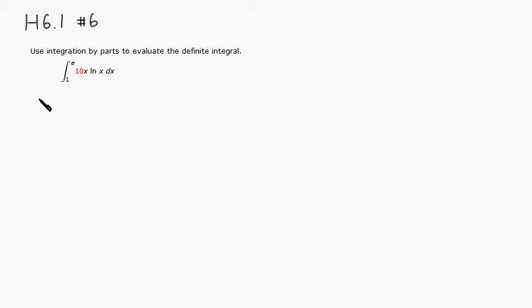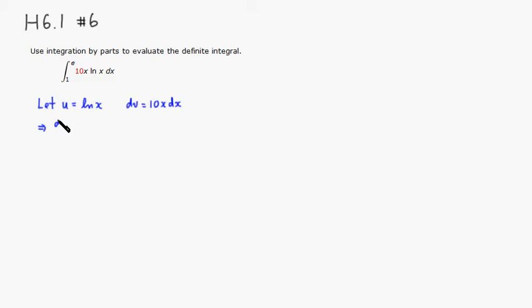So we're going to let u be natural log of x, and then dv be everything else. So it's going to be 10x dx. So then do the usual drills.